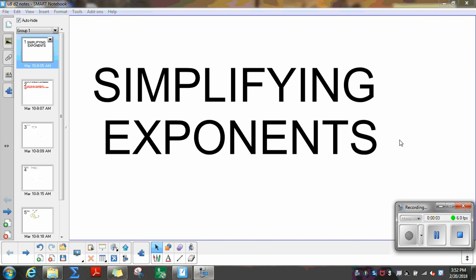Hi everybody, today we're going to be talking about simplifying exponents. So the other day you did the laws of exponents, and you got a little sneak peek of simplifying, just applying the laws. Now, in reality, when you're simplifying exponents, it's not just going to be one law at a time. Sometimes there are going to be multiple laws that you have to use at once.